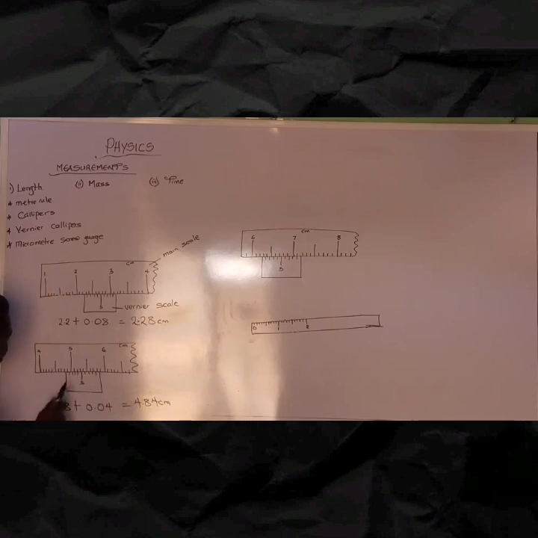4.5, 4.6, 4.7, 4.8, what? 0.01, 0.02, 0.03, then 0.04. It's the fourth one that coincides. So the reading is just 4.84.